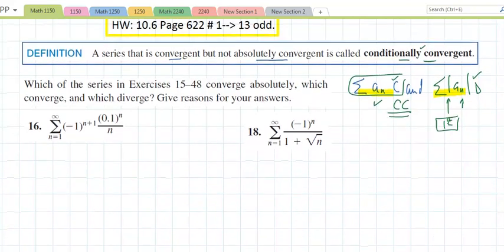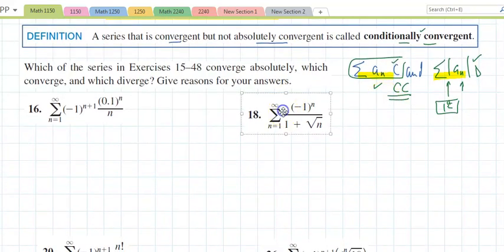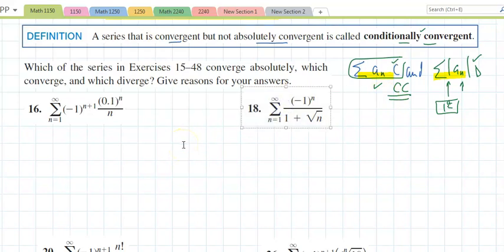So if I'm looking at the next set of problems, it says 15 through 48. Which of the series in 15 through 48 converge absolutely, which converge, and which diverge? So they're asking pretty much which of those is absolutely convergent. If it's absolutely convergent, you're done. Which converge? If it converges, then you check the absolute value and see if that diverges, and that's conditionally convergent. On your test, it's going to specifically ask which of those is absolutely convergent, conditionally convergent, or divergent.